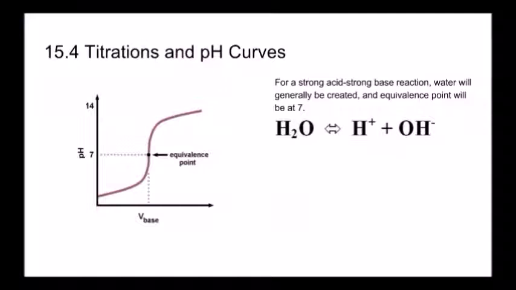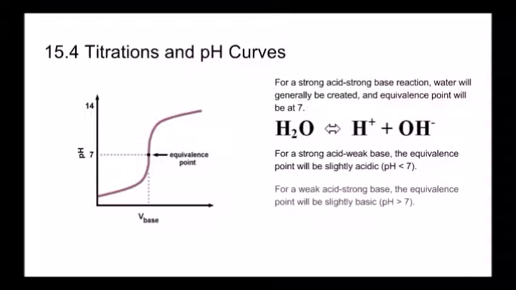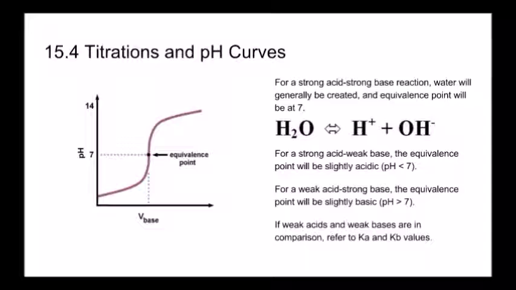Now we're going to look at titrations and pH curves. We notice that at the equivalence point, there is going to be an equal amount of acid and base molarity added. Moreover, for a strong acid strong base reaction, water will generally be created and the equivalence point will reach a pH of 7, neutralizing one another. For a strong acid weak base, the equivalence point will be slightly acidic, pH less than 7, and for a weak acid strong base, the equivalence point will be greater than 7. And if weak acids and weak bases are in comparison, refer to the Ka and Kb values.